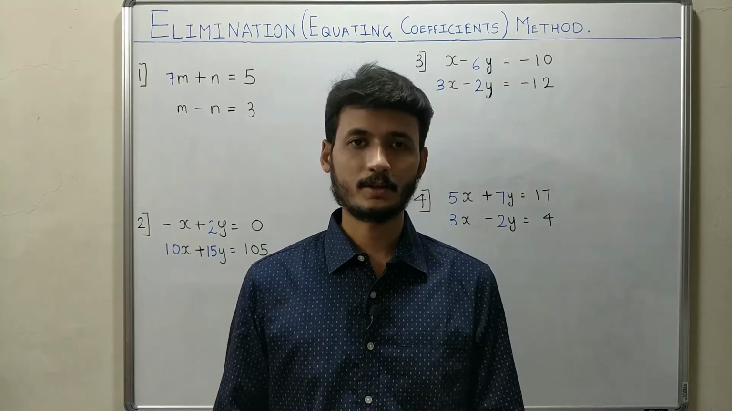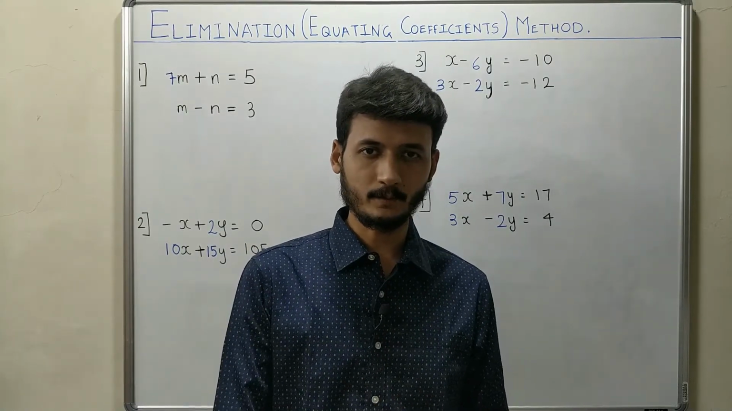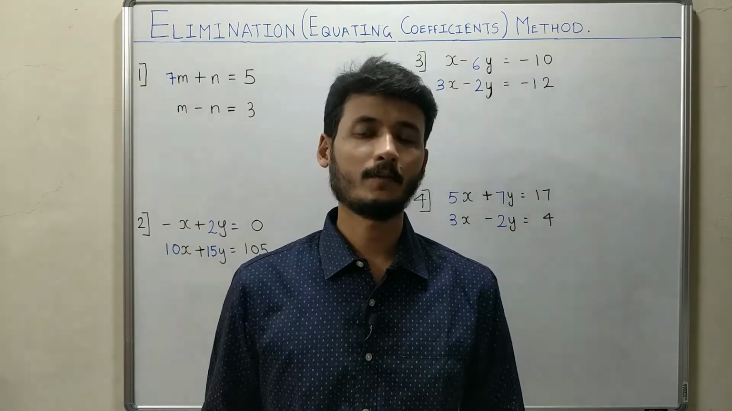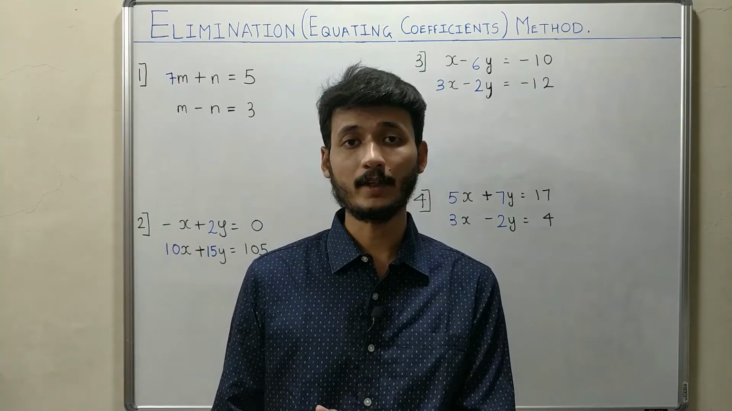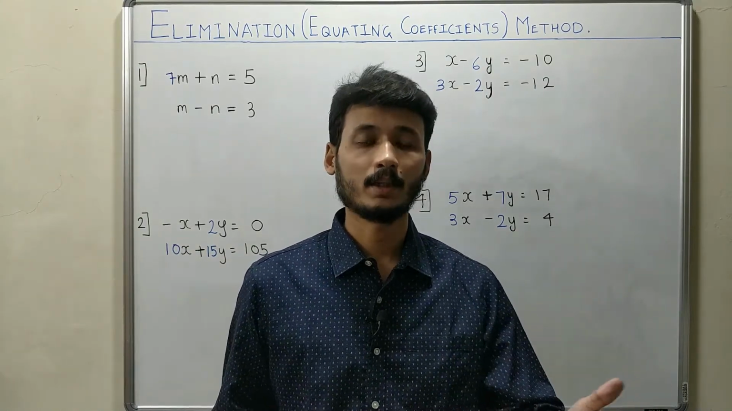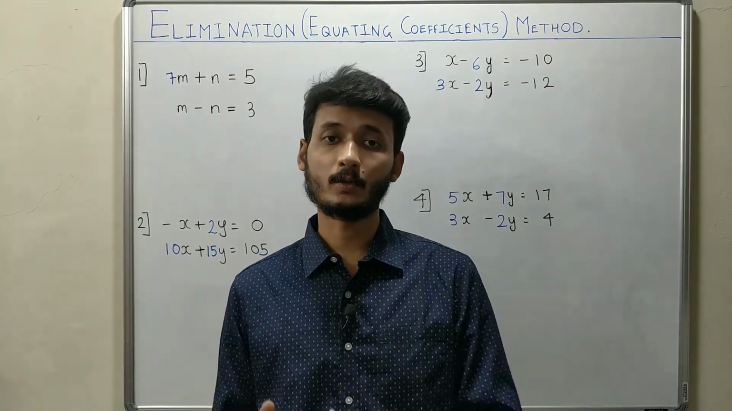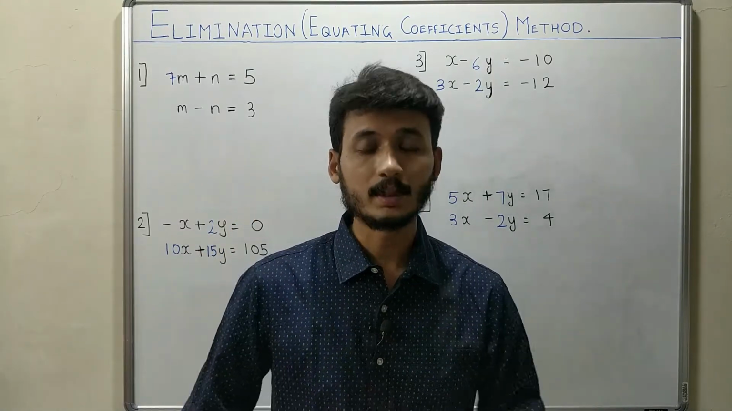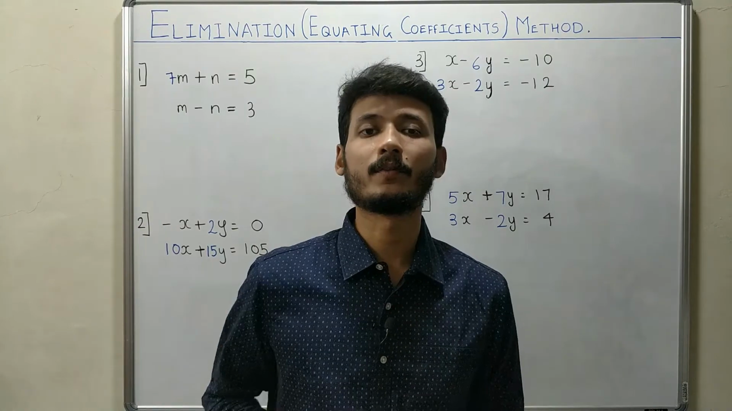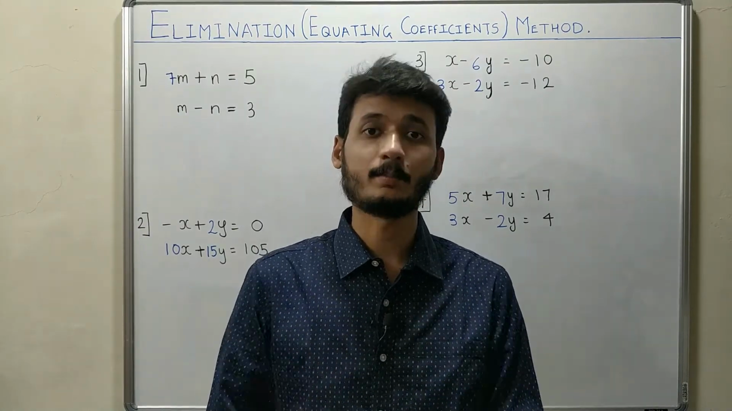After bringing the equations in the form of ax plus by is equal to c, in step number 2, what we have to do is check whether the coefficients of any one variable in both the equations are same or not. If the coefficients are same, then we can move to step number 3, and if they are not same, then we need to make the coefficients same. Let us understand it properly.